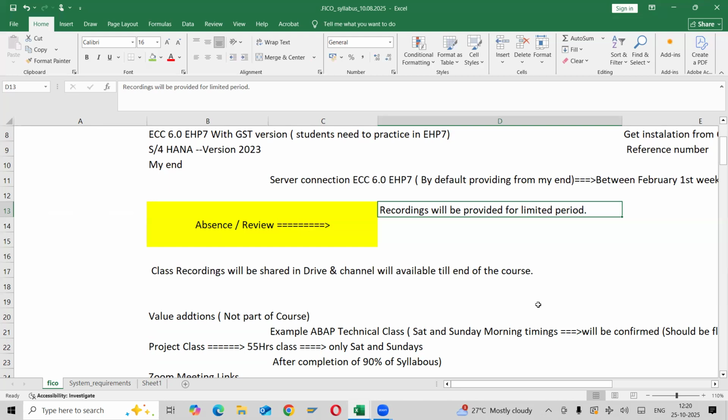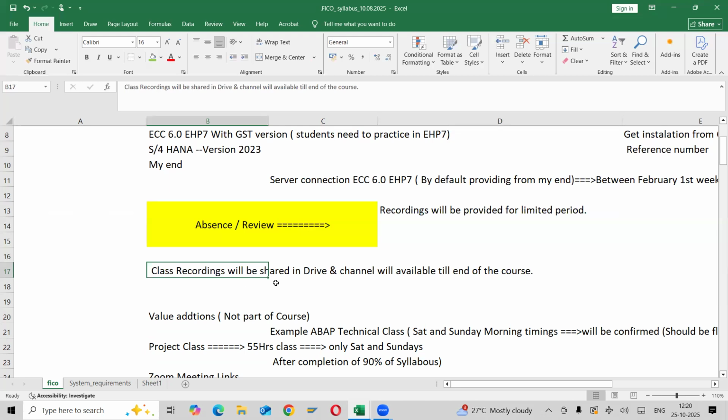Whatever changes will be there, every month I'll spend time to prepare my material, clear, with whatever changes SAP has released. Along with that, I'll include it and change the material. Clear? So that is the reason I am giving it in Excel. Clear? Again, I'm saying class recordings will be shared with the drive as well as a YouTube channel.